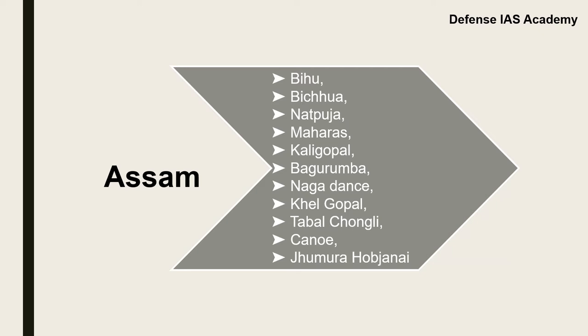So basically the boys play the instruments, and the girls do the dance forms. And this dance form is an important part of the tea tribe, which is dominant in parts of Assam, like Udalguri, Sonitpur, Golaghat, Jorhat, Sivasagar, etc. So that's with the folk dance art forms of Assam.